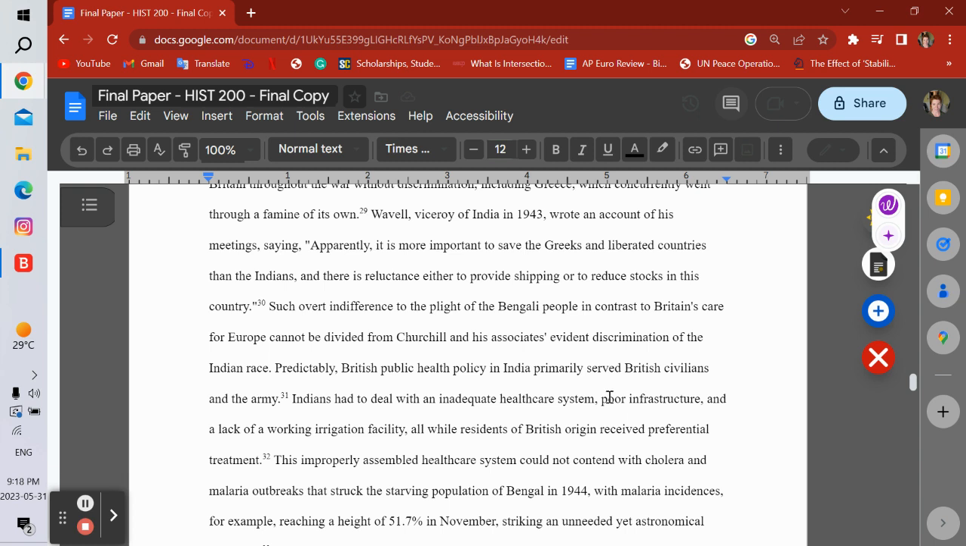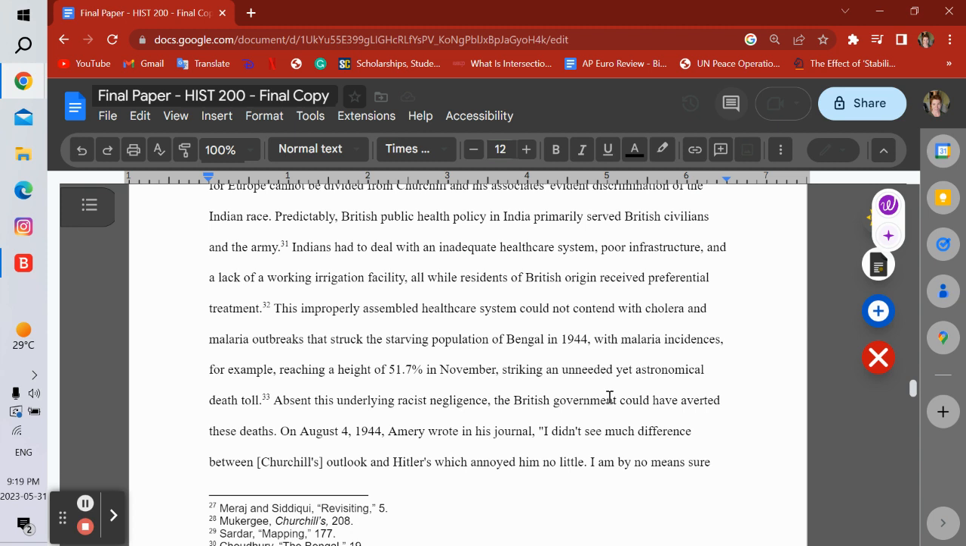Predictably, British public health policy in India primarily served British civilians and the army. Indians had to deal with an inadequate health care system, poor infrastructure, and a lack of working irrigation facility, all while residents of British origin received preferential treatment. This improperly assembled healthcare system could not contend with cholera and malaria outbreaks that struck the starving population of Bengal in 1943, with malaria incidences, for example, reaching a height of 51.7% in November, striking an unneeded yet astronomical death toll. Absent this underlying racist negligence, the British government could have averted these deaths.